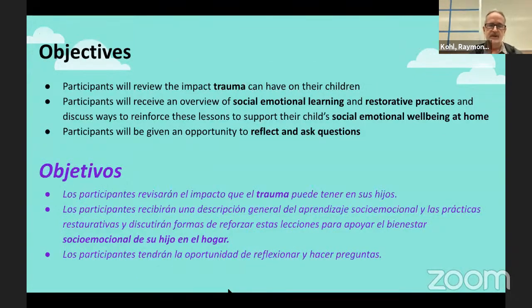Our objectives for today, we're going to start by looking at trauma. There's many things you might think of when you hear the word trauma, and certainly over the last year and a half with the pandemic, there's a lot of experiences that all of us have had that are traumatic. So we're going to start by looking at trauma and what trauma can be and how it can affect us and our children. Then we'll be looking at social emotional learning and restorative practices in our schools and how you can support these practices at home. And last, and probably the most important, we're going to have time to reflect on this presentation and ask questions.